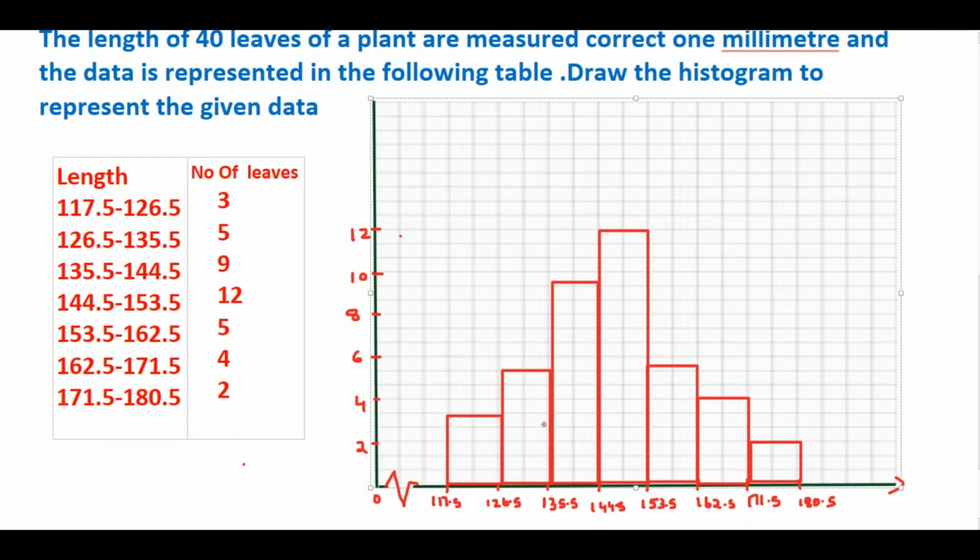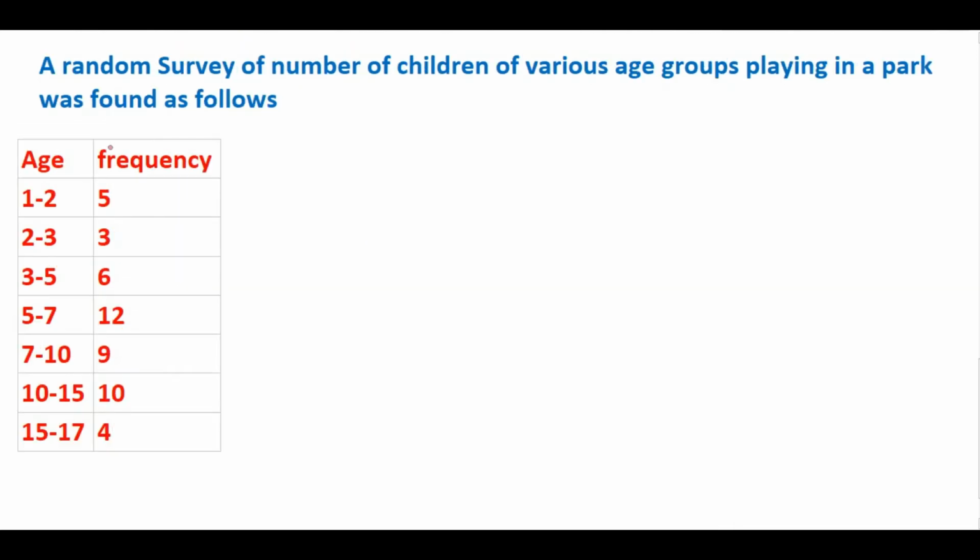Now let's see how to construct a histogram with varying width. So the question goes like this. A random survey of the number of children of various age groups playing in a park was found as follows. There were 5 children with age group 1 to 2 playing in the park. Again 3 children with age group 2 to 3, and 3 to 5 is 6.